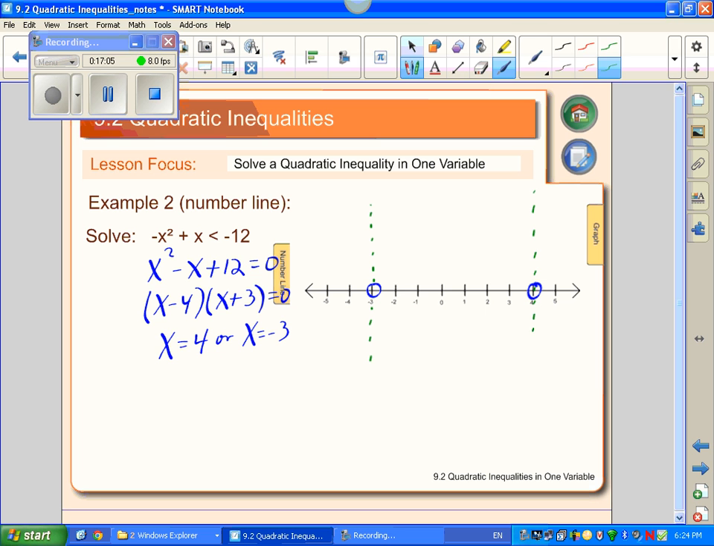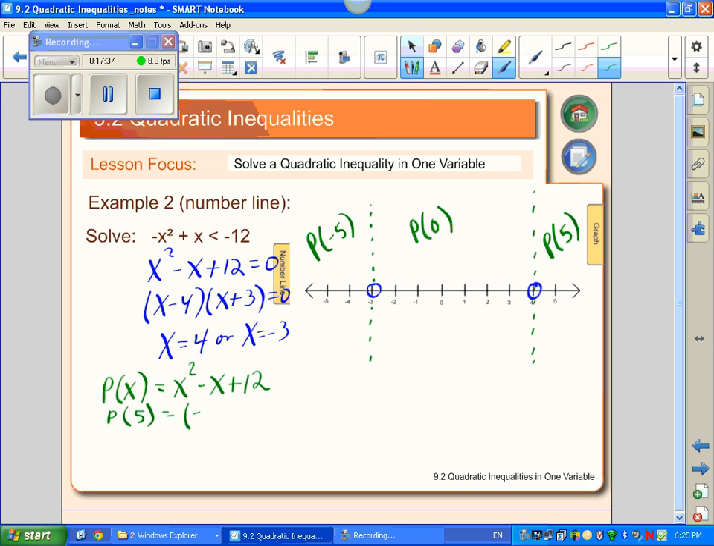Looking at these three regions, I'm going to pick a value for all of them. And remember, my polynomial that I'm looking at is x squared minus x plus 12. Let's pick p of -5, p of 0, p of 5. We can't have it where the 0 is. It can't be on the root. Put these values into this function. So we've got -5 squared, right, minus a -5, which is +5, plus 12. So that is positive. 25 plus 5 plus 12. This region is positive. We do p of 0, and we get 0 minus 0 plus 12.